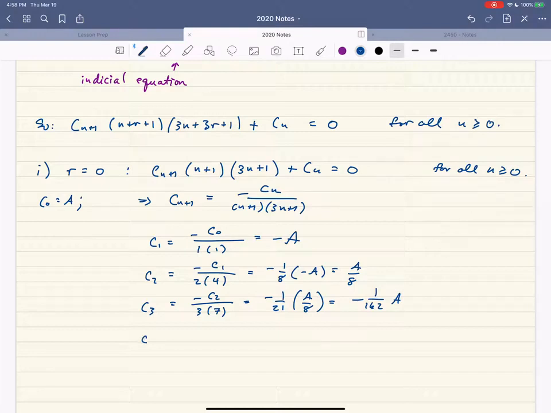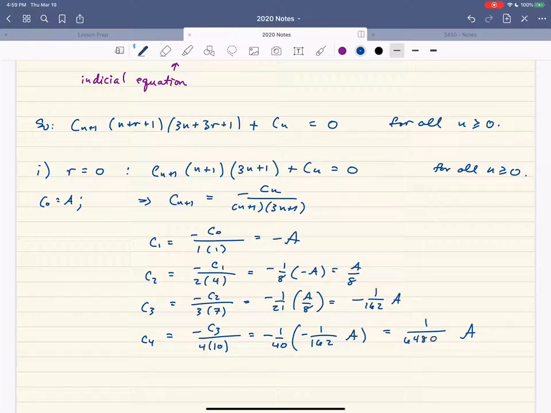Maybe one more. I might need my calculator here. So c4 is going to be minus c3 over, if n is equal to 3, we're going to end up with 4 times 10. So negative c3 over 40. So that's negative 1 over 40 times c3, where c3 was negative 1 over 162a, so that's going to be positive. 4 times 162 is going to be 648, so that's 6480a.